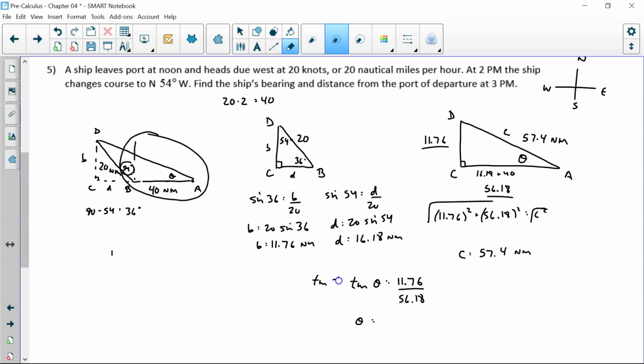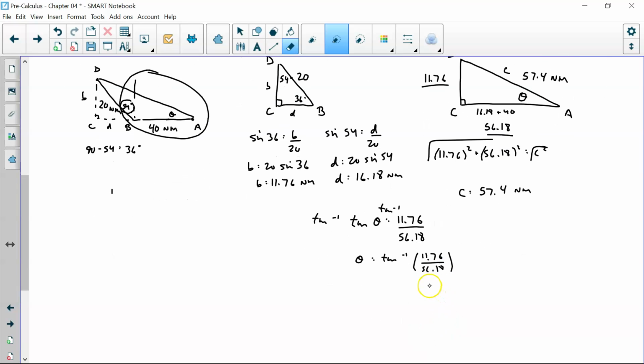Tangent inverse and tangent inverse. So theta equals the tangent inverse of 11.76 over 56.18. So that's going to tell us that theta equals 11.82 degrees.